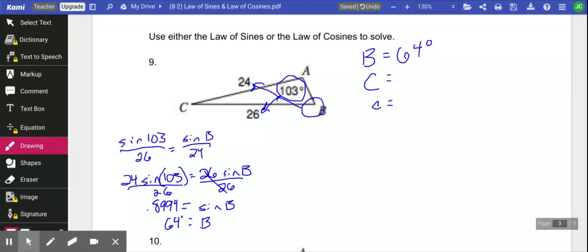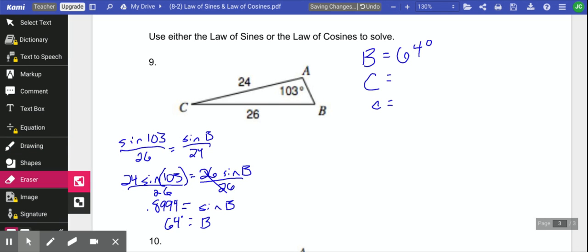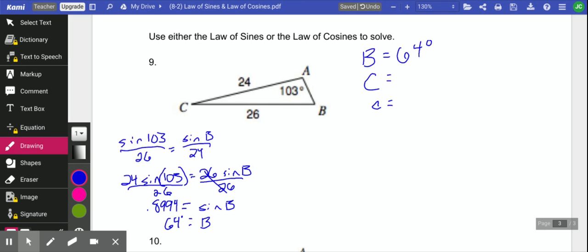Okay, and now let me erase some of that so we can see what we're doing here. So now that we know that this is 64 degrees, we can find the third angle really easily. We're just going to take 180 minus 103 minus 64. So that gives us angle C is 13 degrees. And now that we know that, we can use law of sines one last time to find side C.